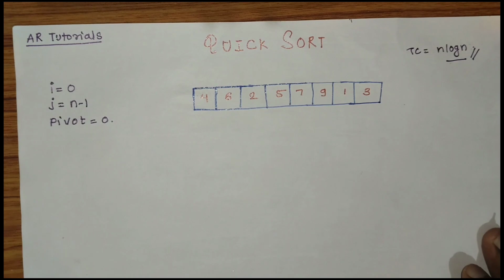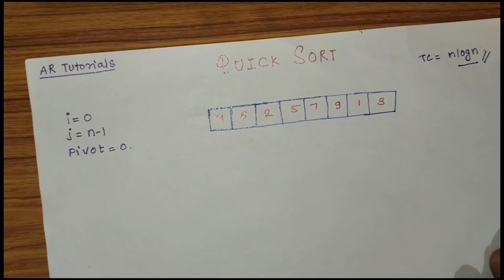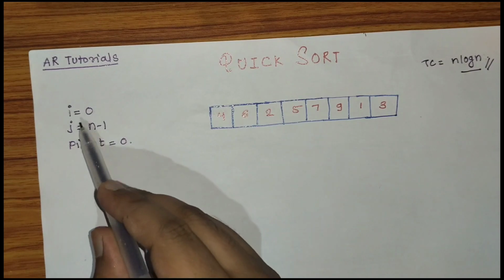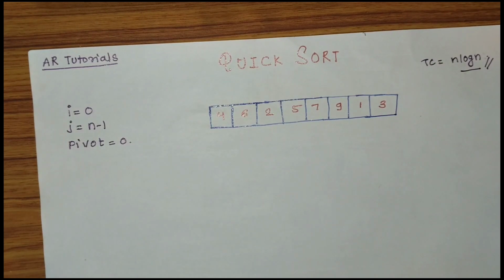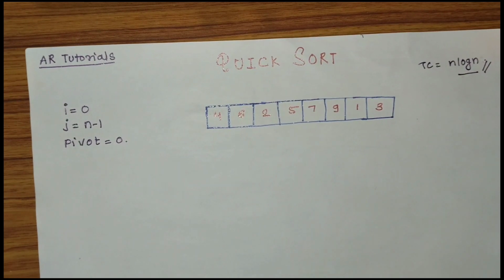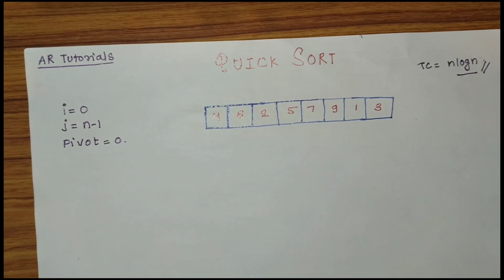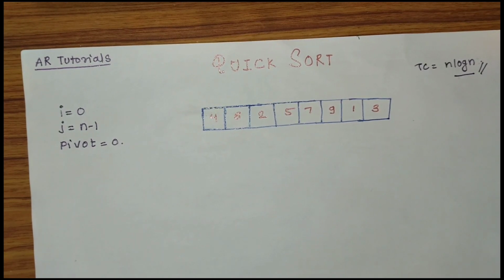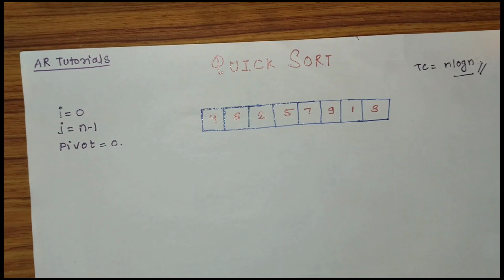So how does it work? First we have to point I and J. I and J are our pointers. If you don't know the pointer concept, please comment "pointer" in the comment section. I'll make a detailed video on what pointers are and how pointers work in C++. Java doesn't have the concept of pointers, but I'll surely give you the idea of what it is in Java also.